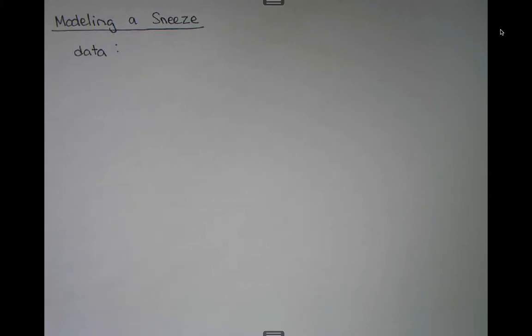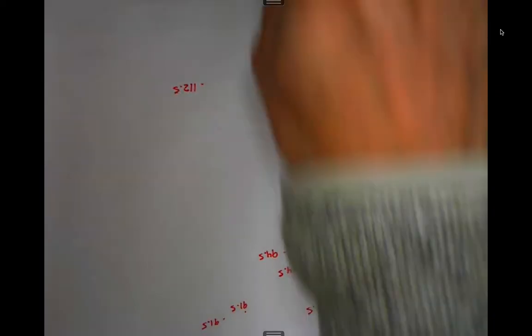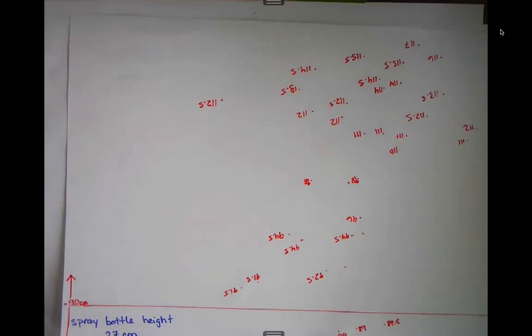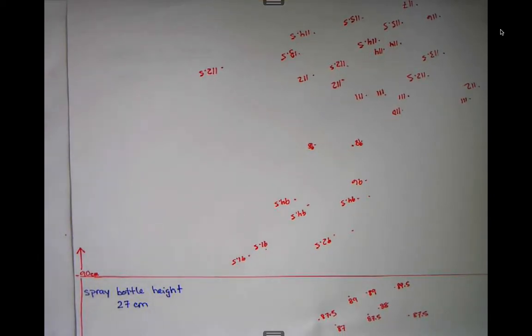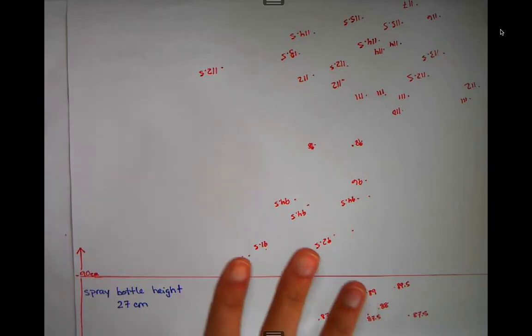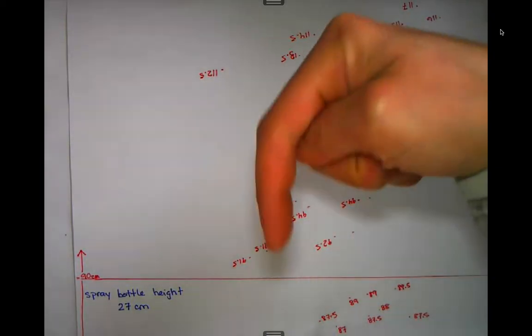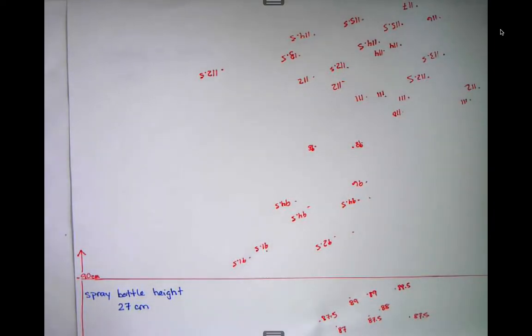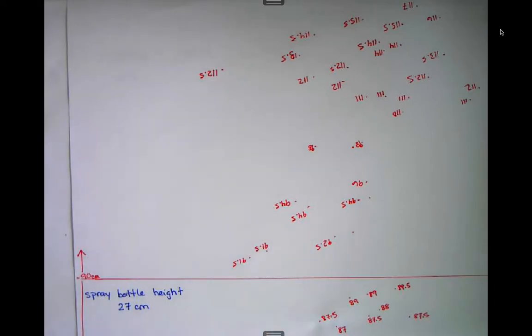All right, so what I'd like to do is continue with modeling a sneeze. So I collected all my data and I'm going to show you that one sheet of paper where all of my dots landed. I actually need to zoom out a little bit here. So this is what I collected, right? If you imagine this was on the floor, the spray bottle was back towards me, so the stream of my sneeze went in this direction towards the top of the screen.